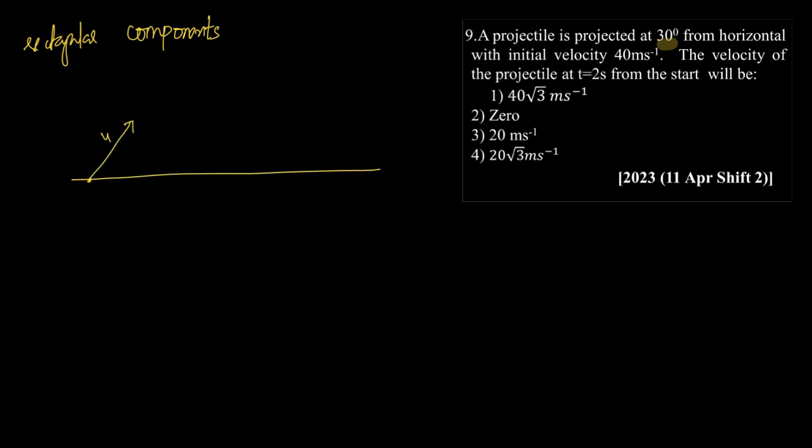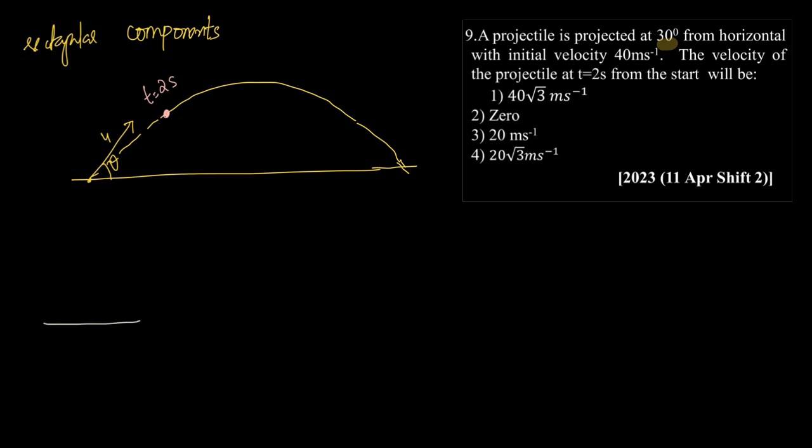this question is basically evaluating your concepts on resolving the velocity into rectangular components. So we know that when an object is projected with velocity u at an angle theta, it will undergo projectile motion, follow a parabolic trajectory, right? And here we've been asked to find out the velocity at t is equal to 2 seconds, maybe at this position. How will we start solving this question?